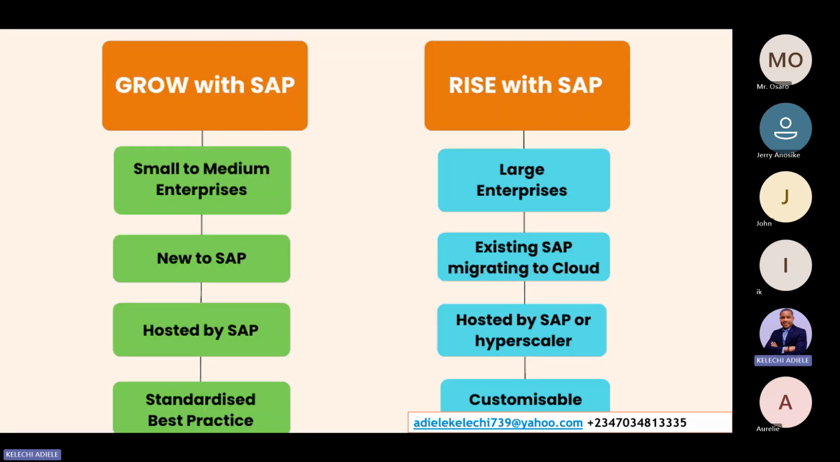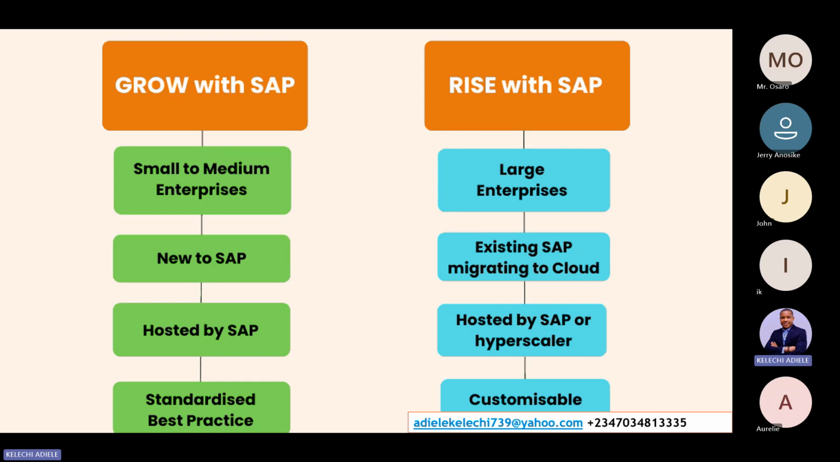So you can see the difference between the two of them. Grow with SAP is normally used by small to medium-sized industries. Rise with SAP is used by large enterprises. This is for people who are new to SAP. These are existing SAP customers who are migrating to the cloud. This is hosted by SAP. This is hosted by SAP or other hyperscalers. Standard best practices, customizable. So these are the two major enablement journeys we have in SAP, and this is the difference.